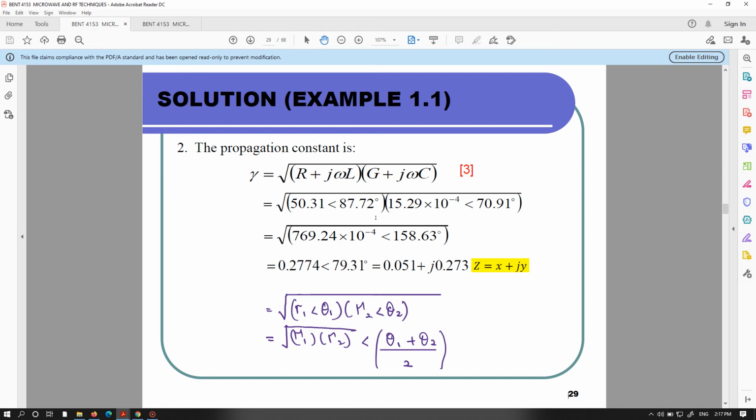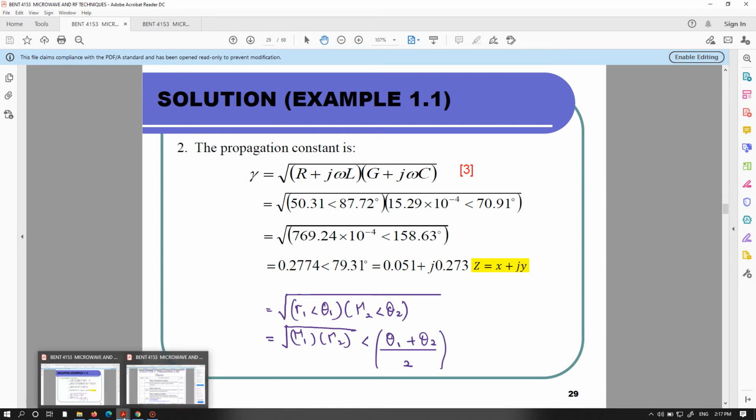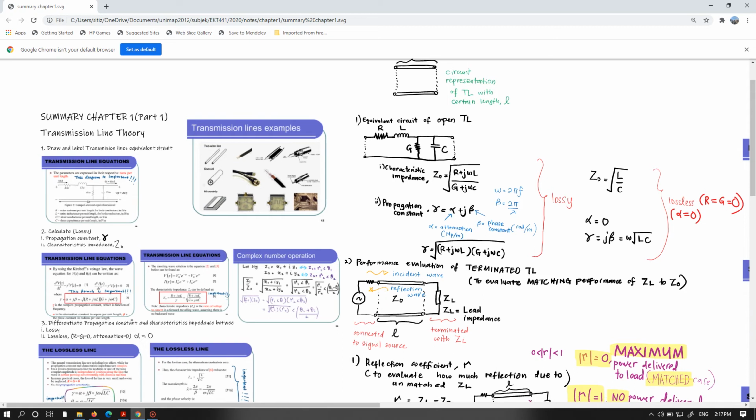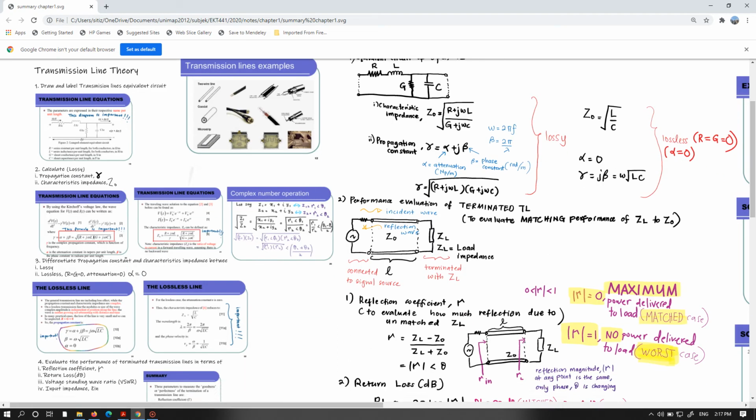Before we go further, I would like to go into the big picture of this part 1. I already made a summary for part 1, of what you have already learned and what you are going to learn in part 1.